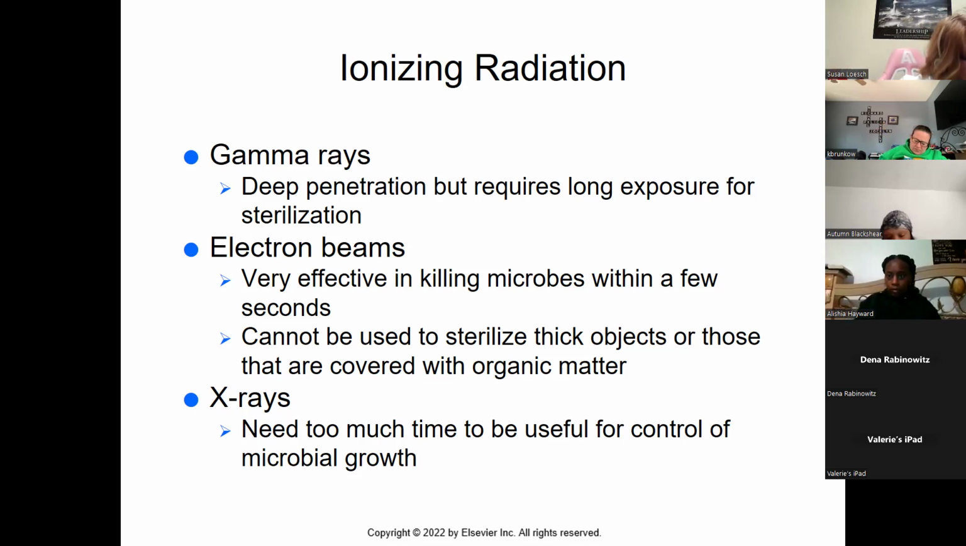X-rays are going to penetrate the deepest, but they require a lot of time to control microbial growth. And again, sometimes with radiation, it's not always the best for us. It might kill the microbes and then damage our tissues.